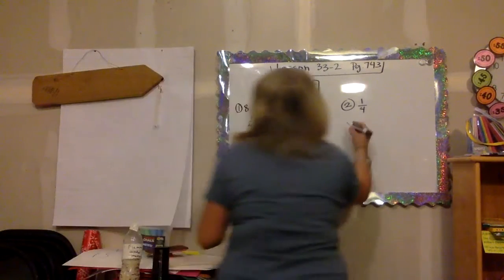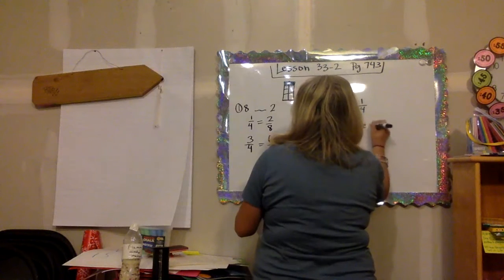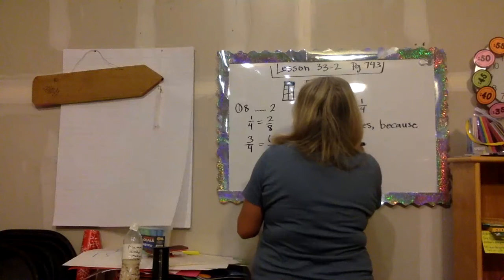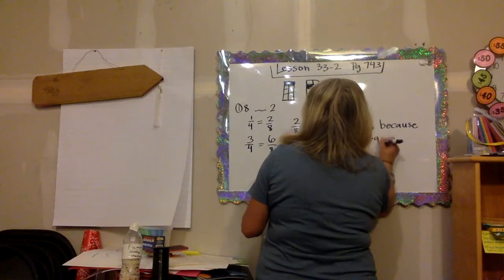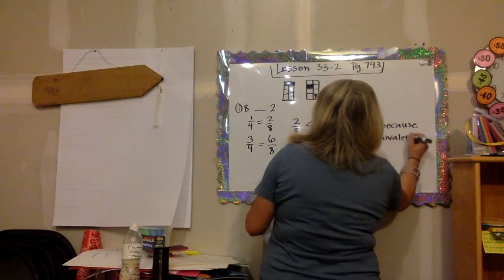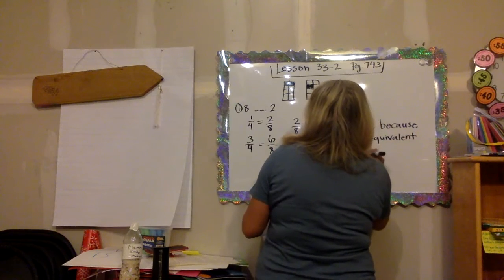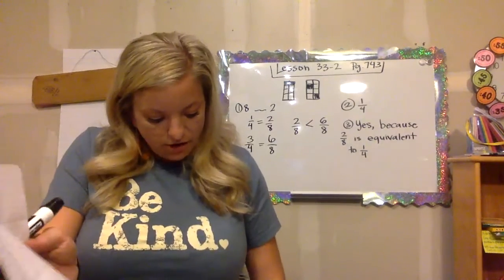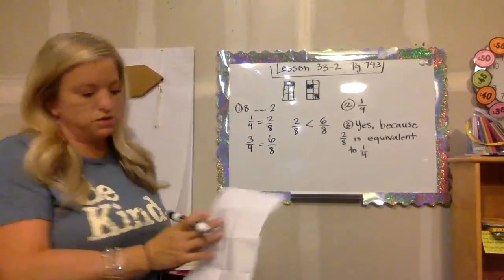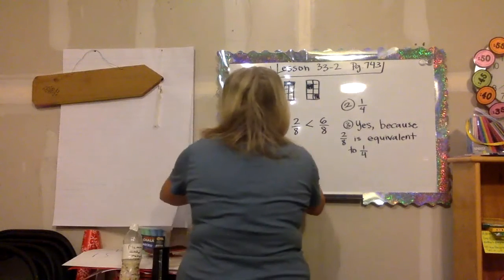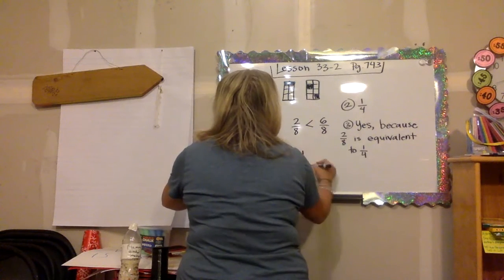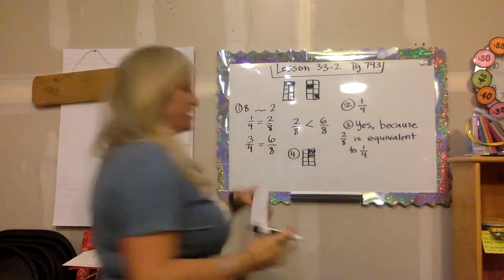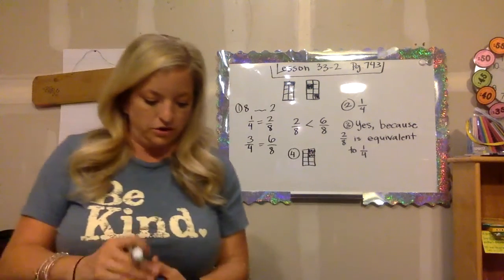Yes, he does. So number 3 is yes, because 2/8 is equivalent to 1/4. So yes, he does. How else could Brett have colored 1/4 of the paper? I gave you these two examples, but for number 4, he could have colored maybe this one and this one, right next to each other. So just give another example of how he could have colored it.